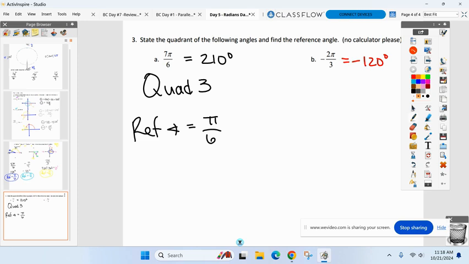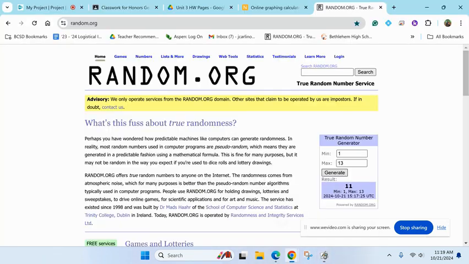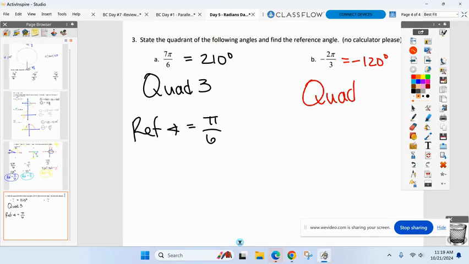1, 2, 3, or 4. And don't make it a guess. Where are we going there? Tyler? It's in quadrant 3. It is in quadrant 3. Good work. Same as 240 if you added 360.